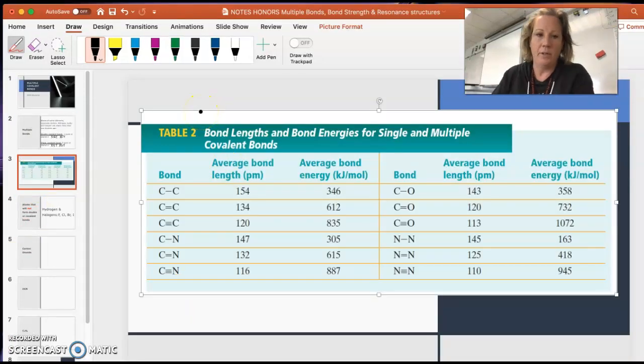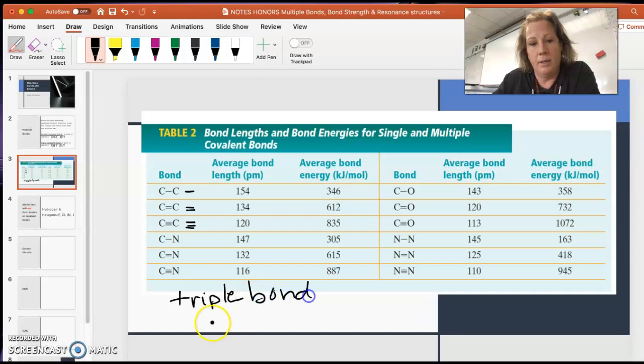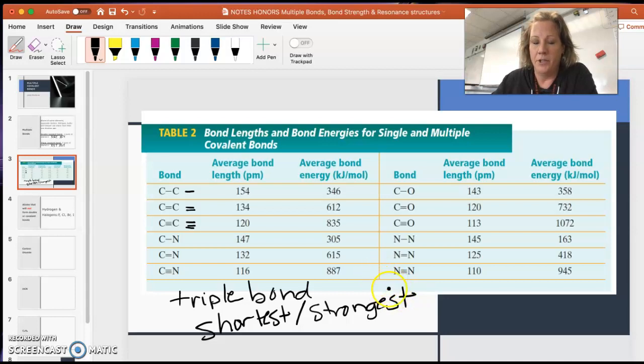This is a table just showing you the difference in bond length and energy. As I go from a single to a double to a triple, the length of the bond actually gets lower, and the energy goes up, which means a triple bond is going to be the shortest. So the atoms will be closest together, and it's also going to be the strongest. It would take the most amount of energy to break it apart.